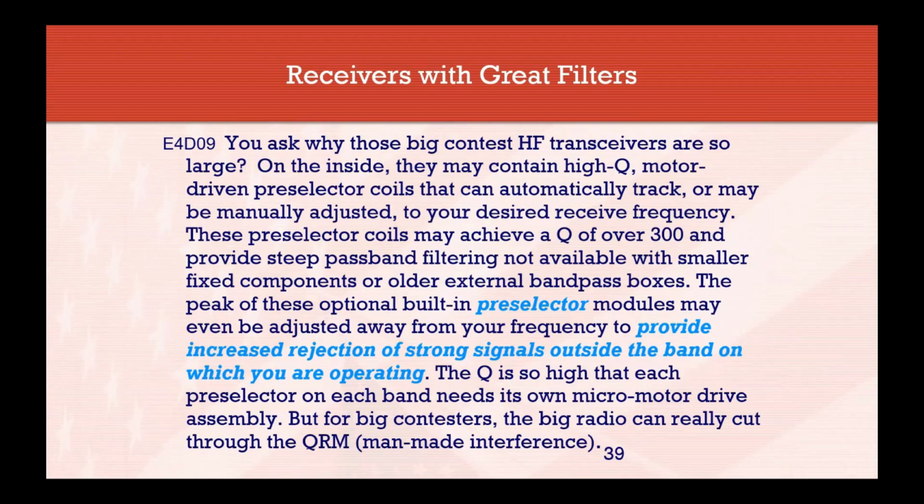Let's see, your built-in preselector modules can be adjusted away from your frequency to provide increased rejection of strong signals outside the band where you're operating. For example, if you have a strong AM radio station or a strong FM radio station, for that matter, nearby, it can be a problem. So use a built-in preselector for the frequency. You can filter that out before it ever gets to your radio. You can select the area you want. Some of the high-end rigs do have these little micromotor-driven things that most of us probably will never see.